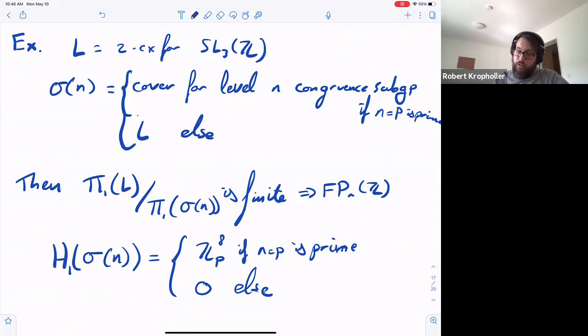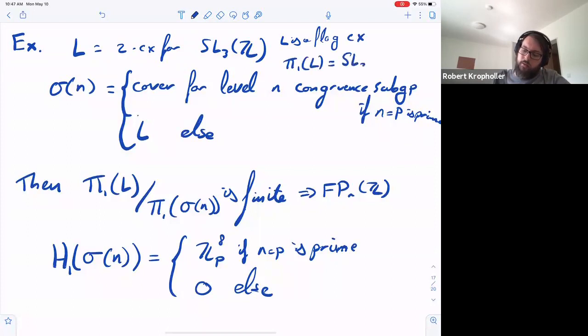Okay, so here's my example. I thought I would have less time at this point, so maybe I'll try and go through this slowly. To prove the theorem for type FP2, you take a 2 complex with fundamental group SL3Z. So L is a flag complex, and pi 1 of L equals SL3Z. And then I'm going to define a sequence of covers. My cover is going to be the cover corresponding to the congruence subgroup if n is a prime, and otherwise I'm going to take L, no cover at all.